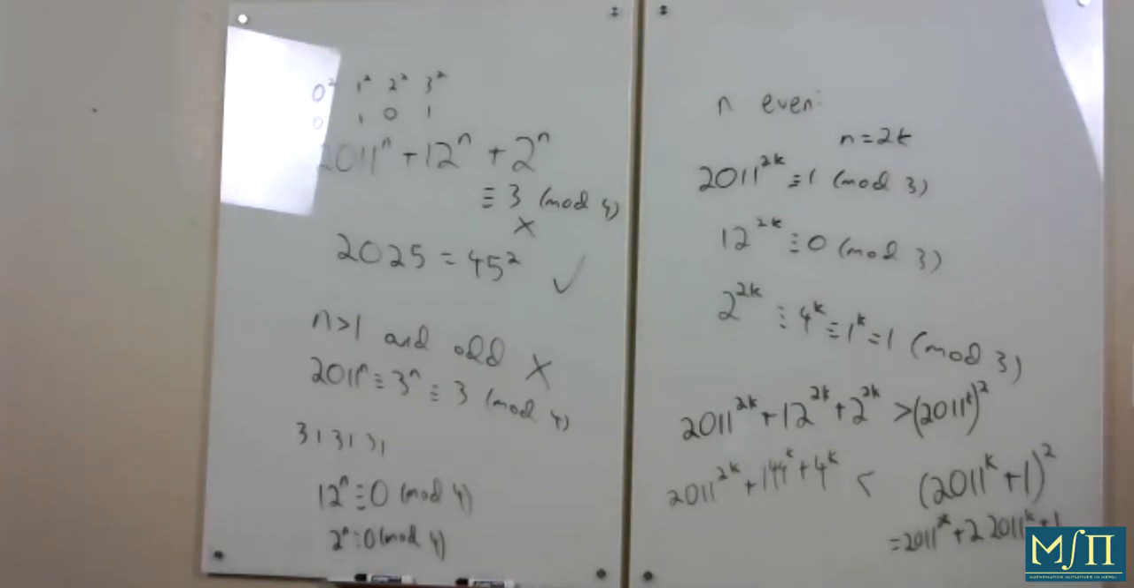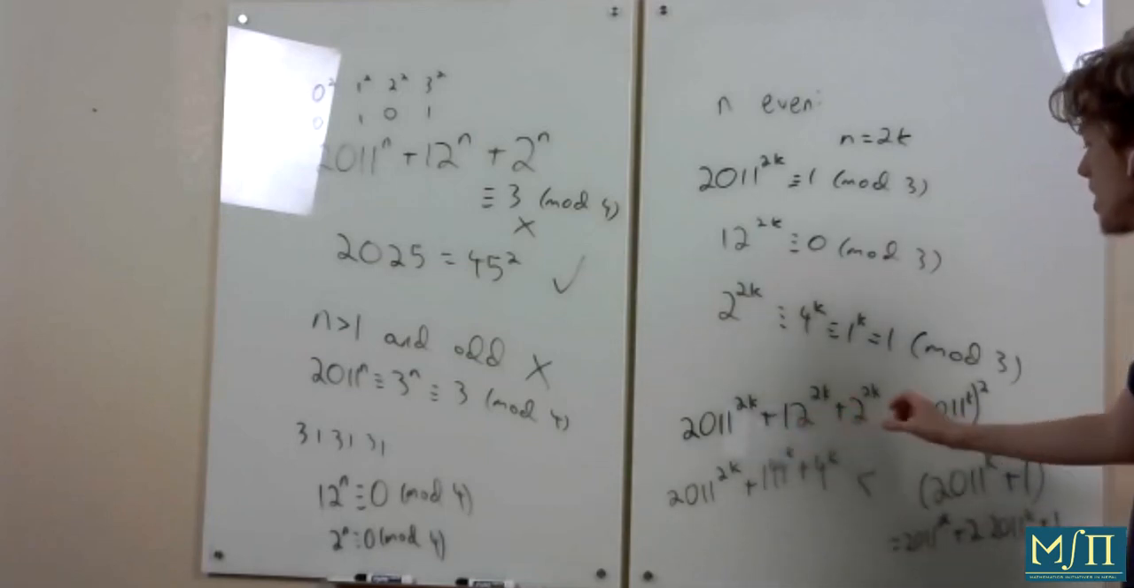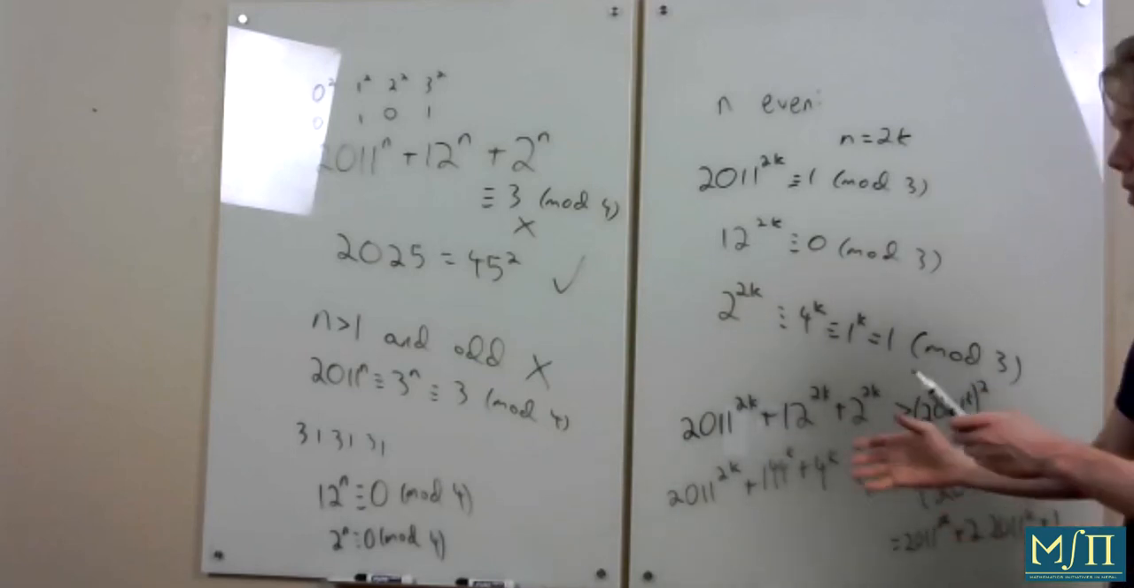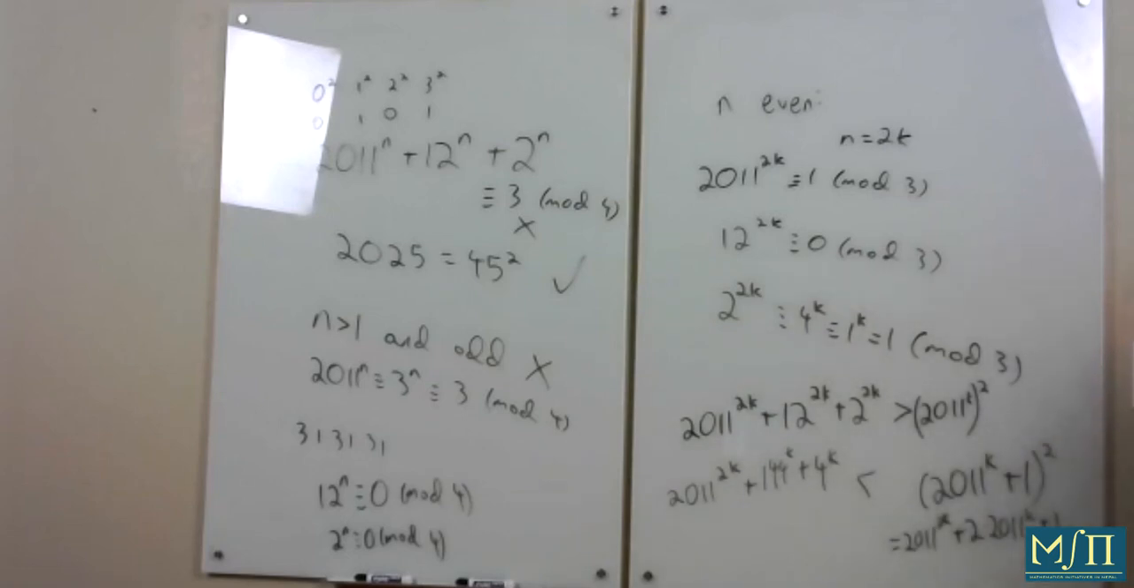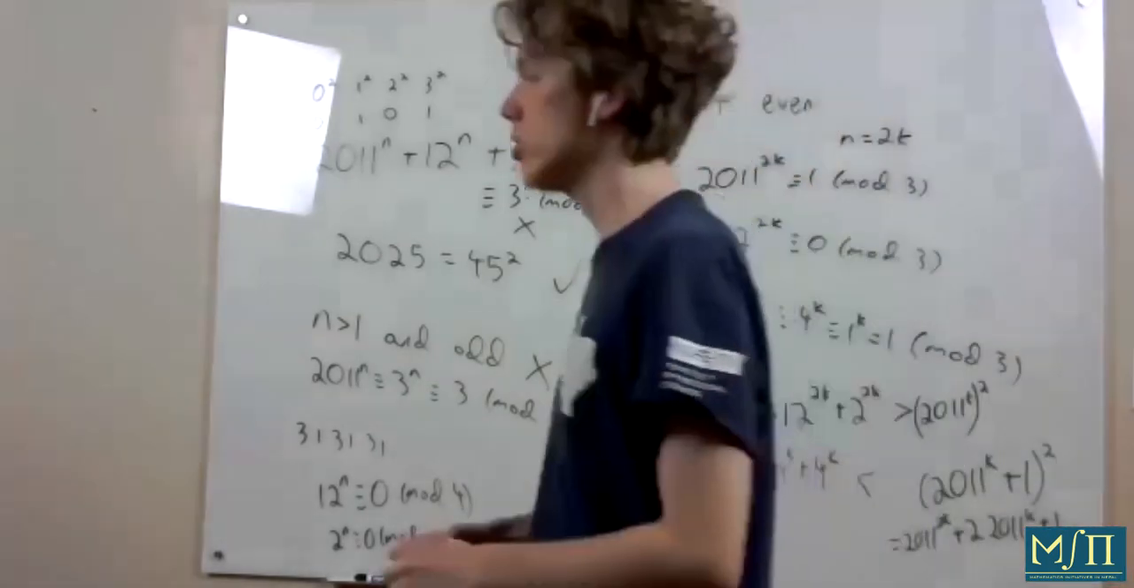But that is just extra, like icing on the cake, it just makes it even bigger. And so this number would be between 2 consecutive perfect squares, so it can't be a perfect square. So that's an alternative way you could have done this problem. So, does anyone have any questions about this problem?